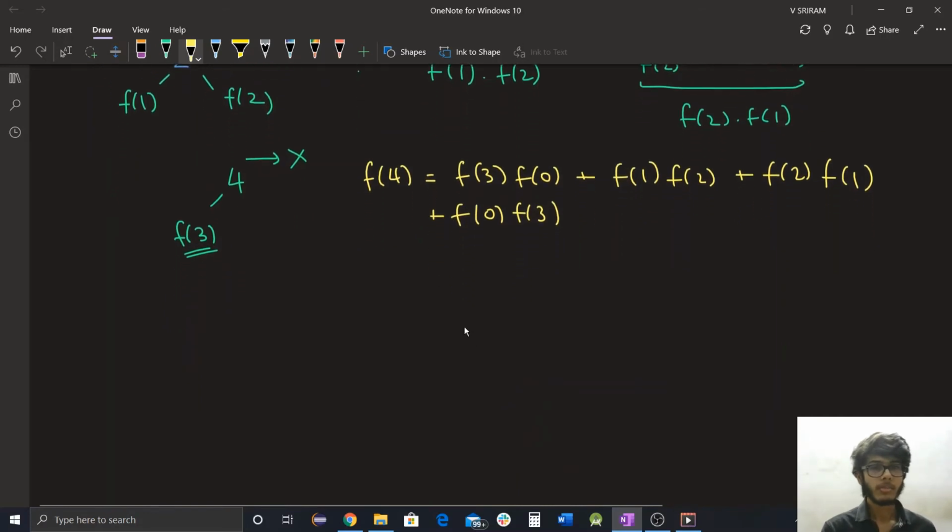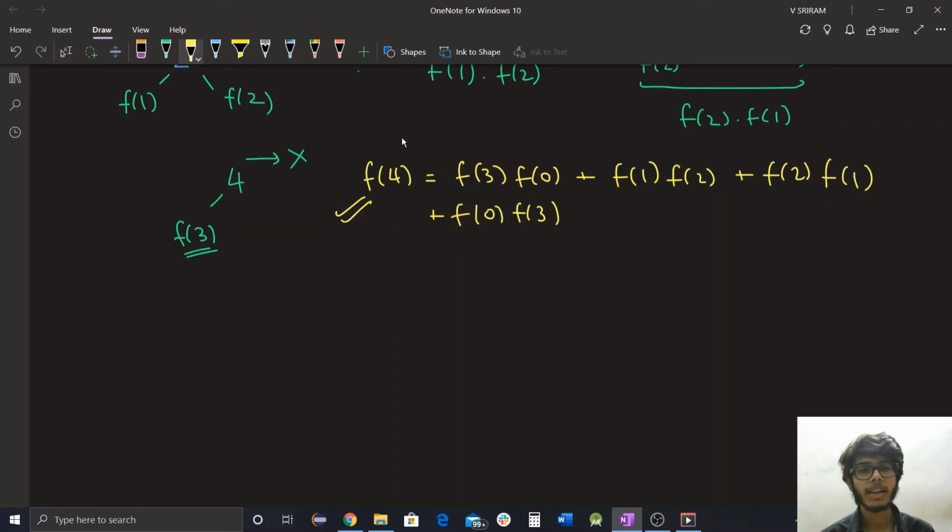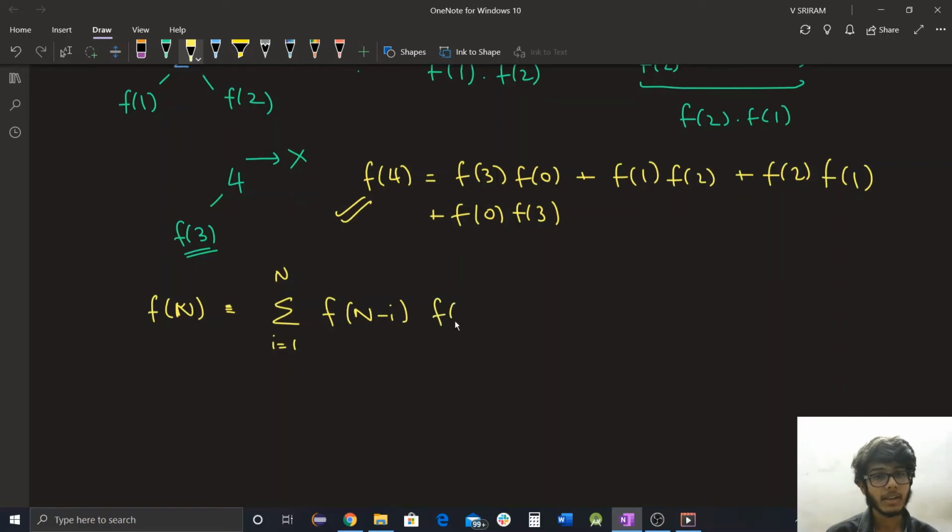Now we can similarly calculate this value for any n, and let us quickly generalize this result. That is, if we have f of n, then f of n would be equal to the summation from i equal to 1 to n of f of n minus i into f of i minus 1.